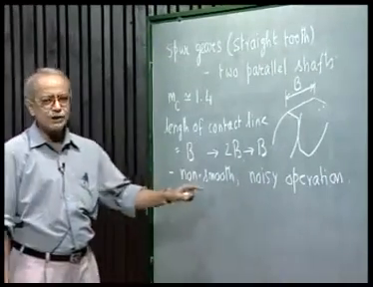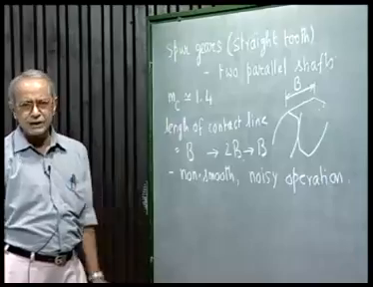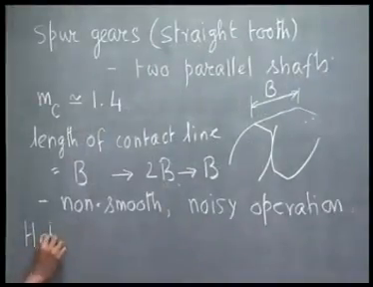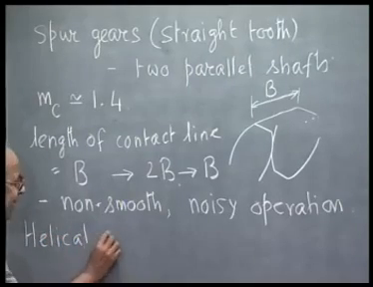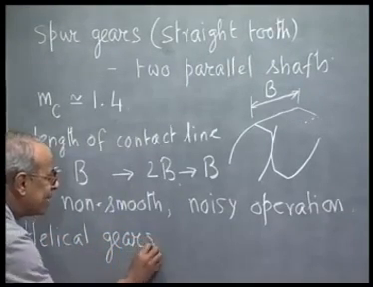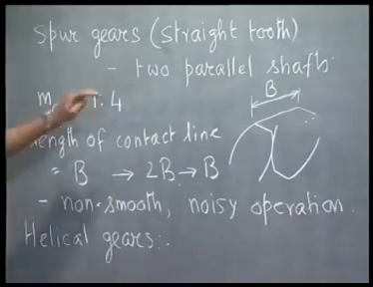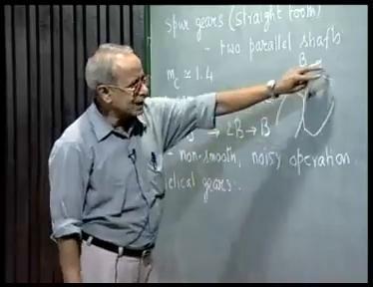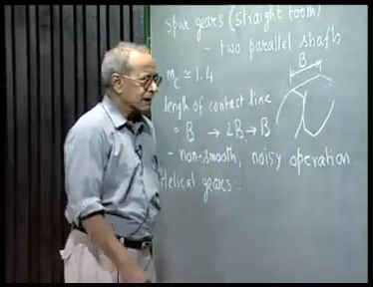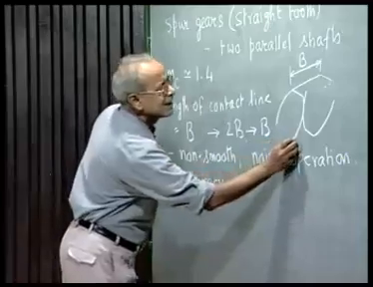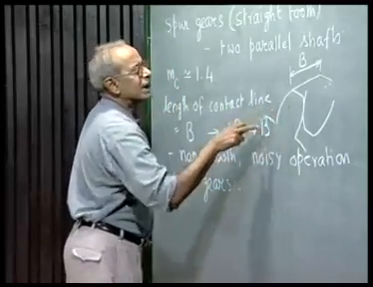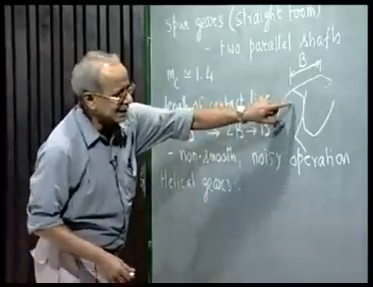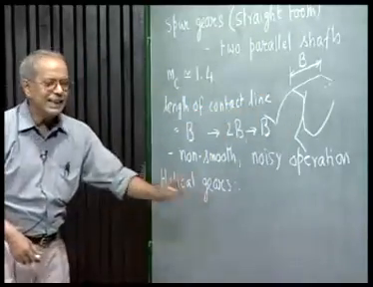To get rid of this noisy operation, we can go for a little costly gears which are known as helical gears. These are again spur gears, that means used to connect two parallel shafts, but the teeth of the gear are not straight along the surface of the gear, outer surface of the gear. They don't run straight parallel to the axis of the shaft, rather they are in the form of a helix, and in that case we call it helical gears.